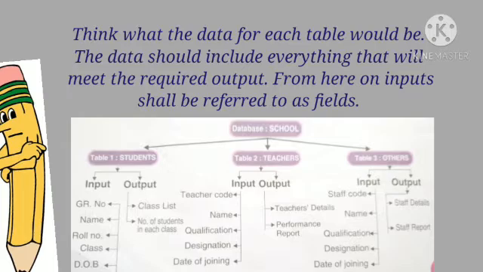If the management want teachers' detail, then they can also keep the database through the plain details like teacher code, name, qualification, designation, date of joining, etc. And what output will be received? Teachers' detail and their performance report. In the same manner, we can also keep staff details: staff code, name, qualification, designation, date of joining. And what output will be received? Staff details and staff report.